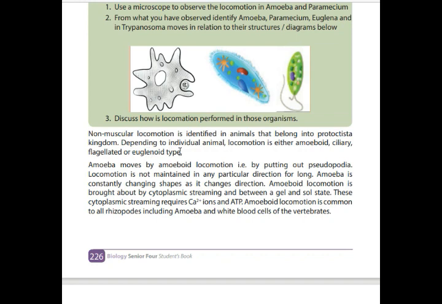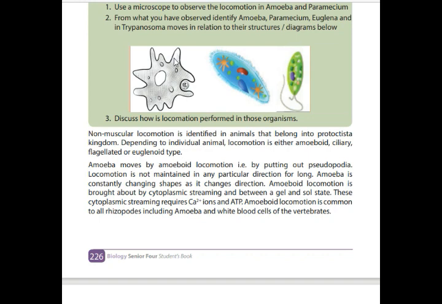depending on the individual animal. Locomotion is either amoeboid, ciliary, or flagellated, or euglenoid type. It depends on how an organism is made. If it is amoeboid, it is from amoeba, using their pseudopodia. In ciliary, in paramecium, we use the cilia, and flagellated in euglena, we use the flagella.